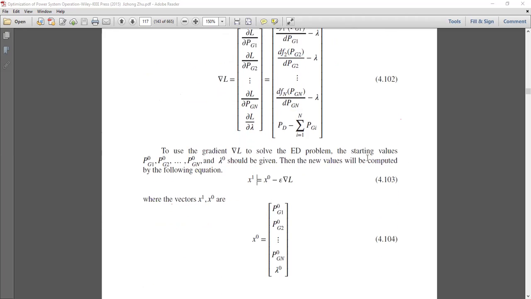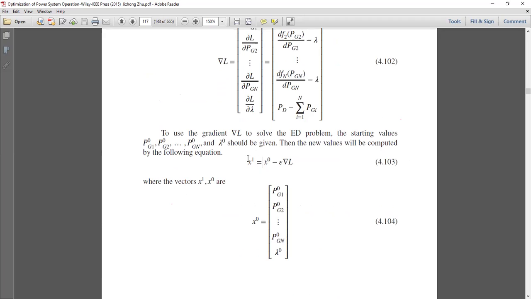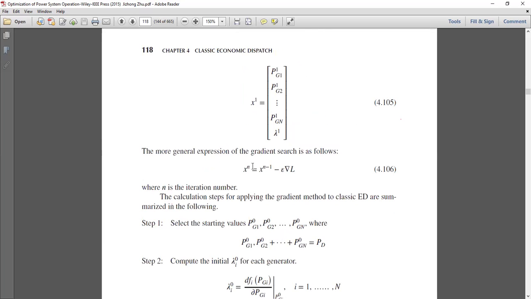Okay. So then they are explaining what is actually X1 and what is actually X0. X0 is already explained. This is X0, and X1 is all these values at the next iteration 1. So you will see PG1 of 1, PG2 of 1 when they write X1. Okay. PG1 of 1 up to PGN of 1, and then lambda at 1. The more general expression would be, so this is for 2 consecutive iterations. In general, it should be a function of the iteration number, where n is the number of iteration.